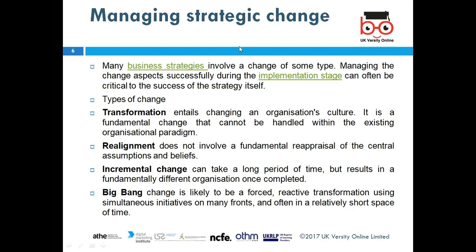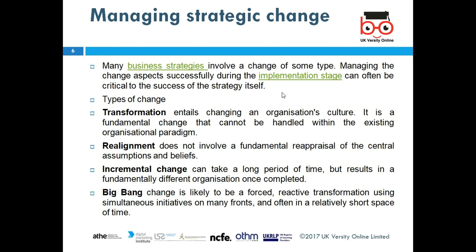Many business strategies involve change of some type. Managing the change aspect successfully during the implementation stage can often be critical to the success of the strategy. Types of change can include transformation and changing an organization's culture. We change organization culture. What is meant by culture?